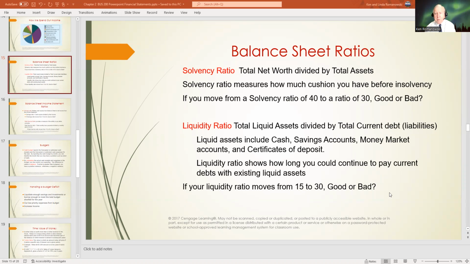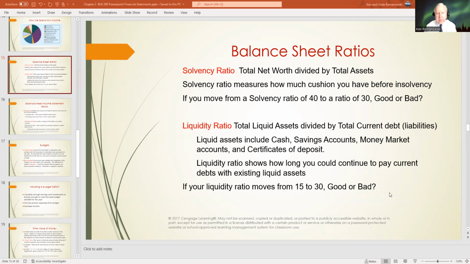So if you move from a ratio of 40 to, say, 30, that's a lower solvency amount, and there's that much less time before you are going to be insolvent. So therefore, this is not a good way to go. If your solvency ratio is going down, that means you're becoming less and less solvent.